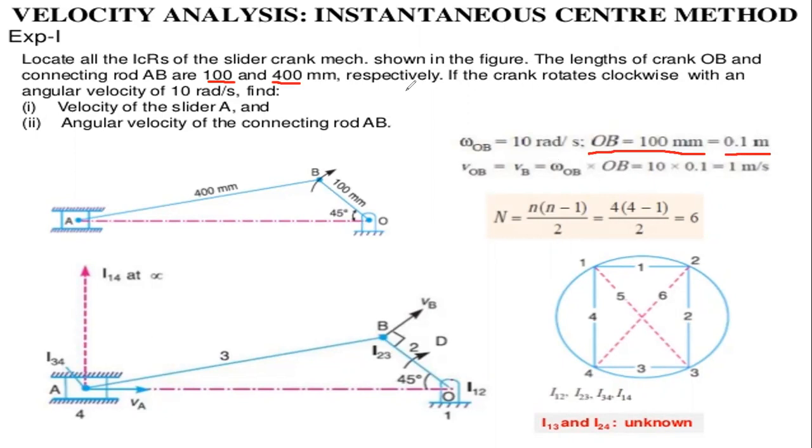Next, the crank rotates clockwise with an angular velocity of 10 radians per second. The crank is OB, so the angular velocity of the crank, omega of OB, is equal to 10 radians per second. And next we have another value, 400 mm, which is the length of AB, the connecting rod.